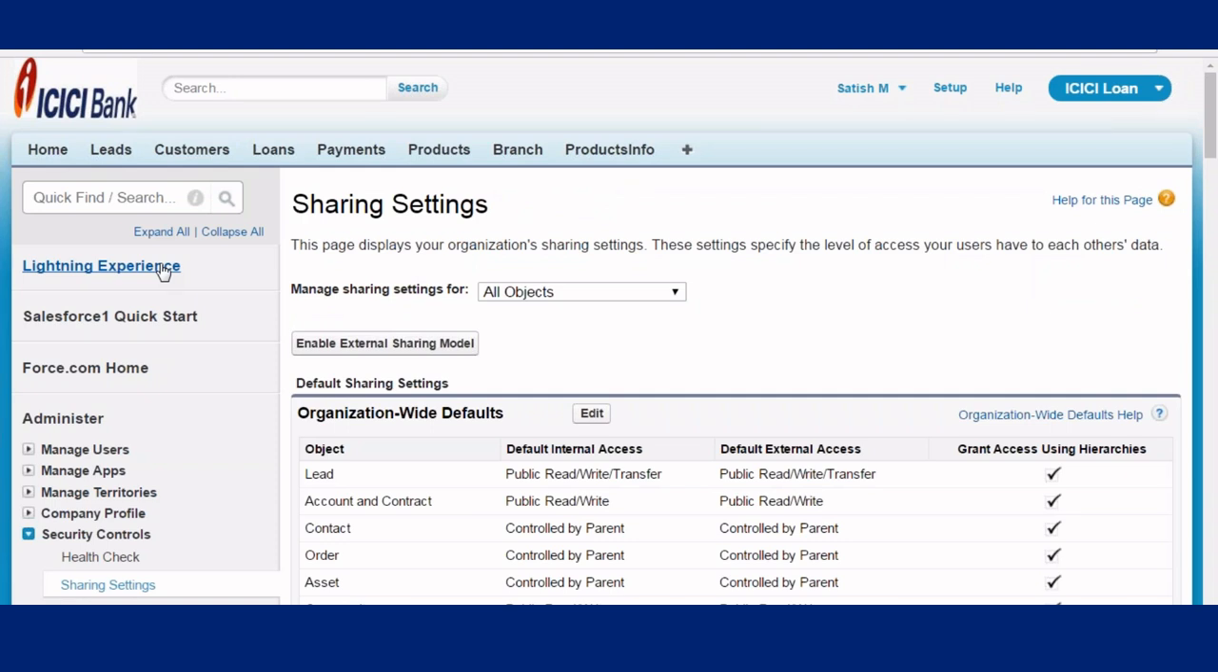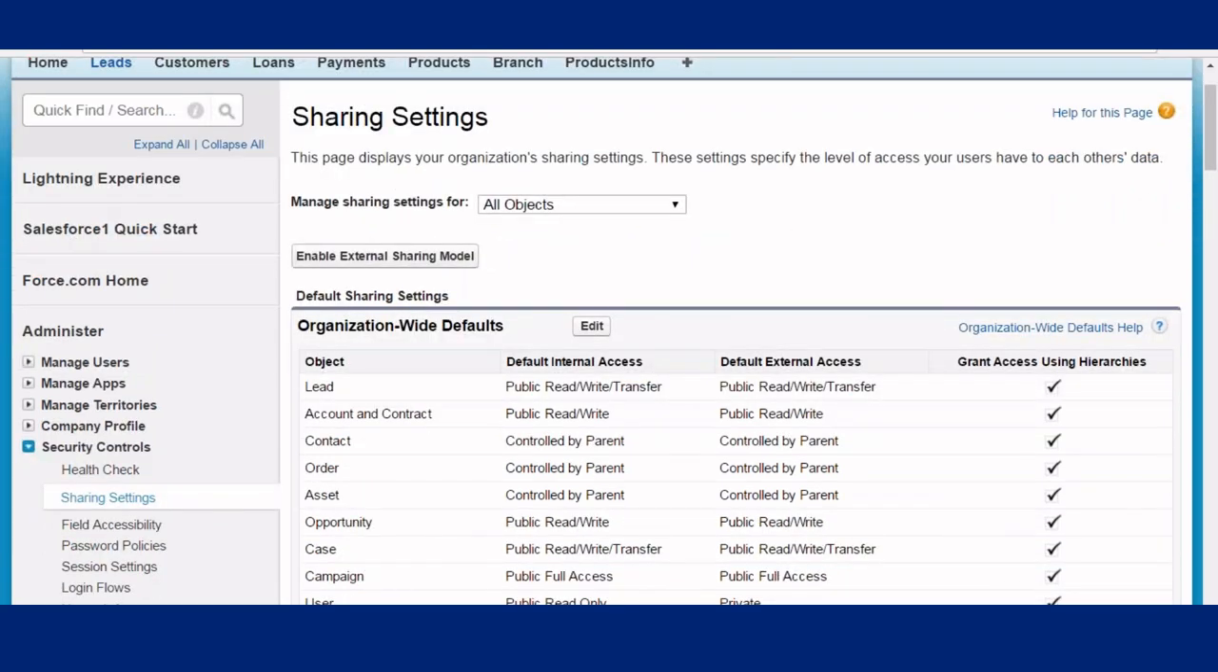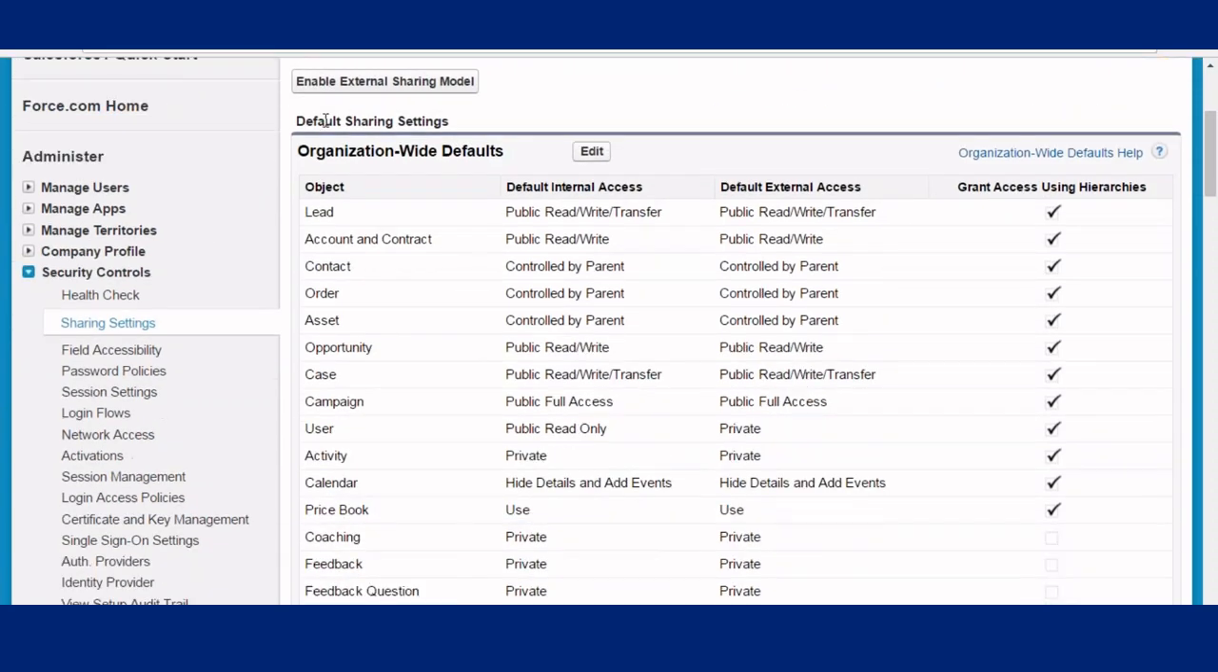Because of OWD, what is he able to see? Only one record. Apart from whatever he is able to see because of OWD, I am trying to grant extra permission. What extra permission? Trying to show all the records whose city is Bangalore to this person. Now, look at the format.